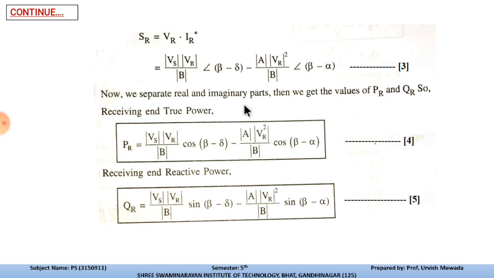And if we want to show this equation in terms of reactive power, then this cos term will be replaced with sine, and the equation will remain as it is. So Vs into Vr divided by B sine of beta minus delta, minus A Vr square by B sine of beta minus alpha. So this is the power which is flowed through the transmission line.